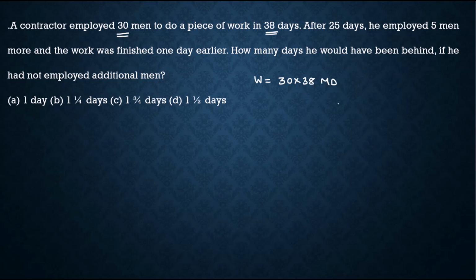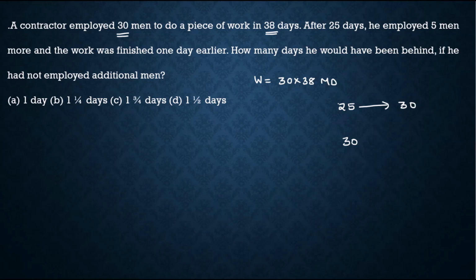For the first 25 days, 30 men were working. Okay, fine. After that, he has added 5 more men. That means the number of men becomes 35. The work was finished 1 day earlier.